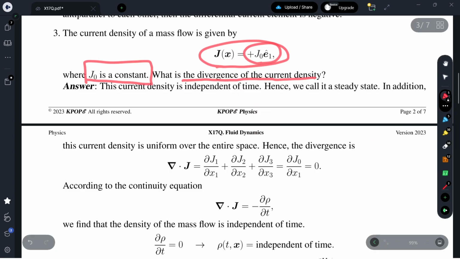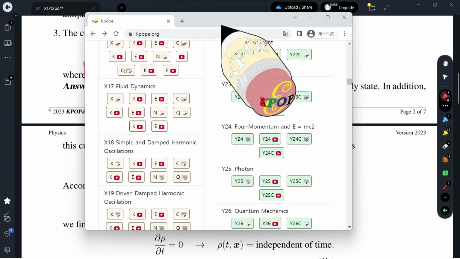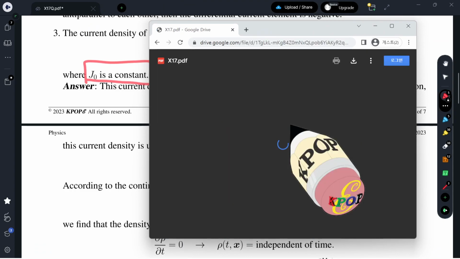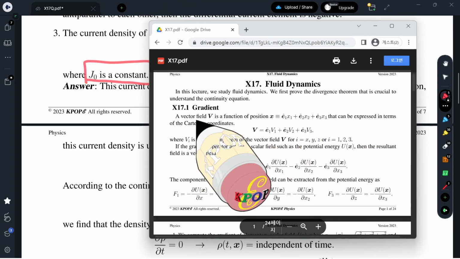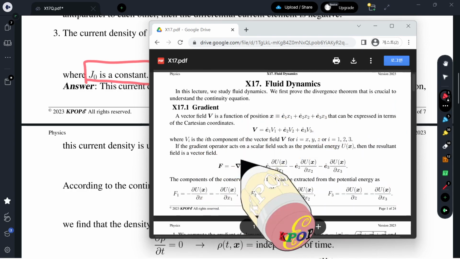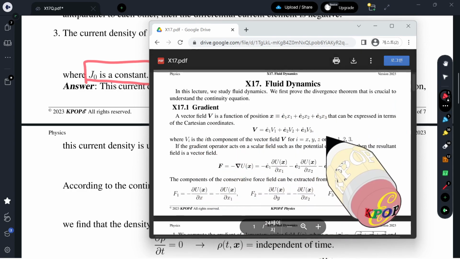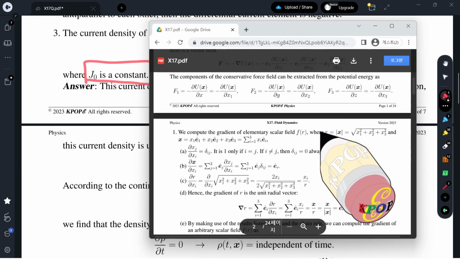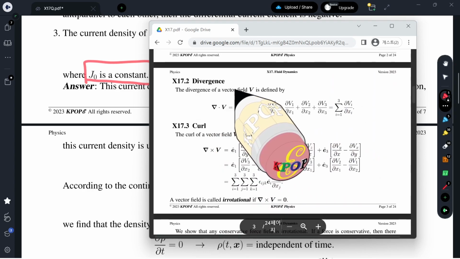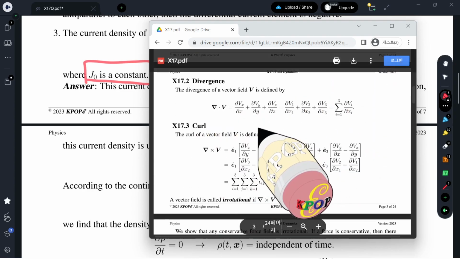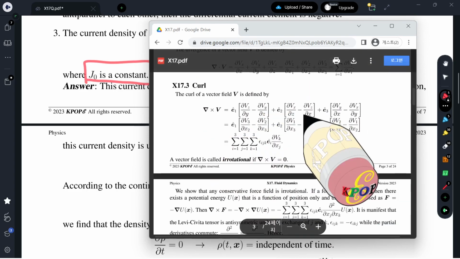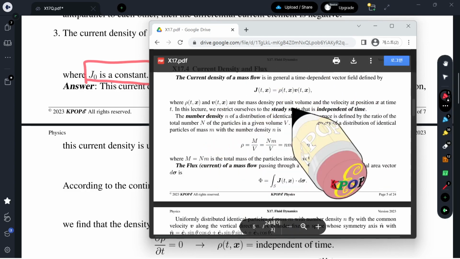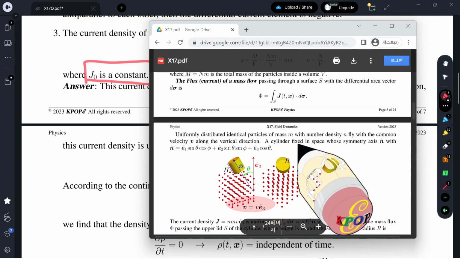Okay, why don't you visit here and click X to find that X17 file. In X17, you will find all the details about the definition of the gradient operator, the gradient of a vector field, the definition of the divergence, and curl. And you will know details about the current density.